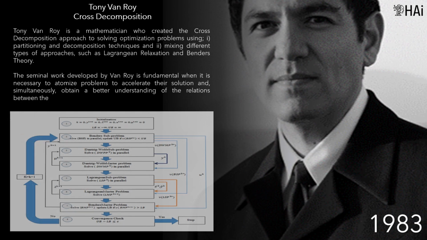In 1983, Tony Van Roy created the cross-decomposition approach to solving large-scale optimization problems, based on partitioning and decomposition techniques, and mixing different types of methodologies, such as Lagrangian relaxation and Benders' theory.